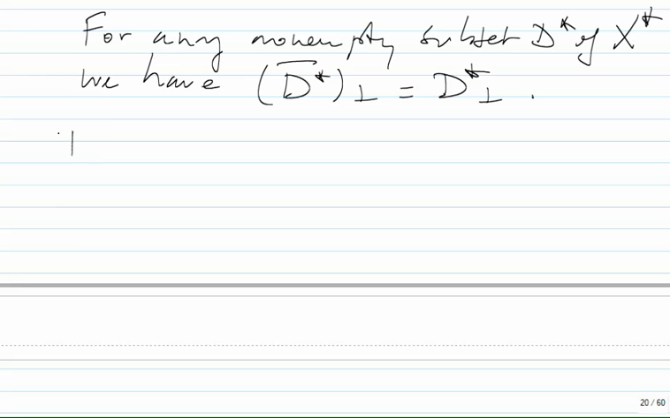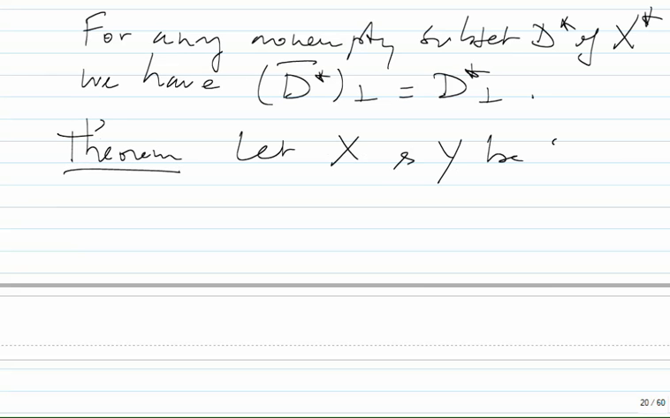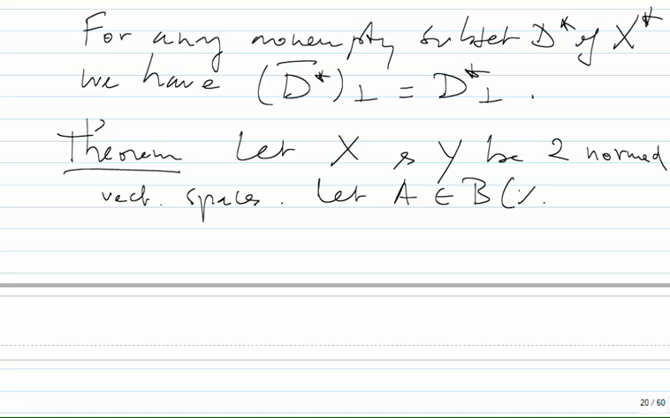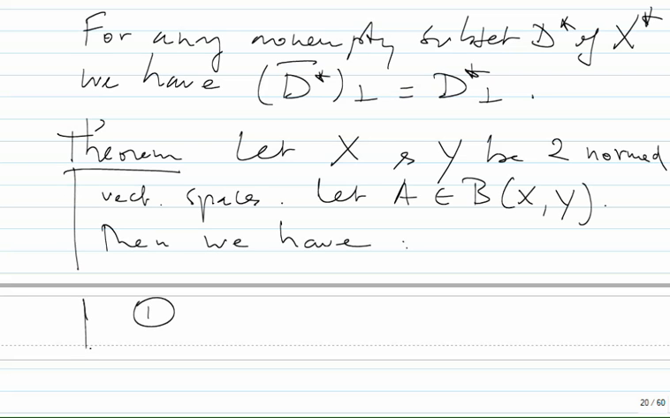Theorem. Let X and Y be two normed vector spaces. Let A be a bounded linear operator from X to Y. Then the following is true. Number one, the range of A orthogonal is equal to the null space of A star, the adjoint.